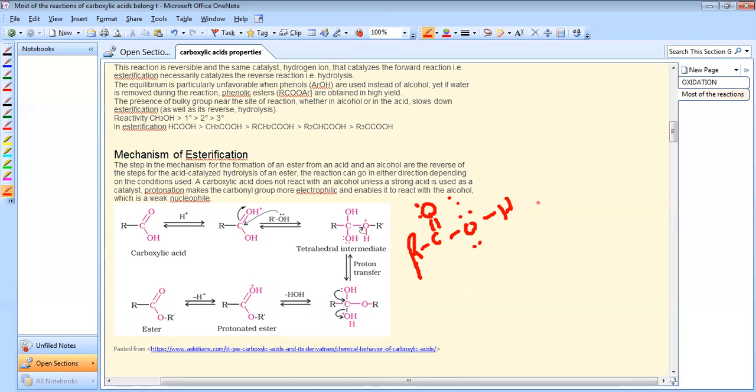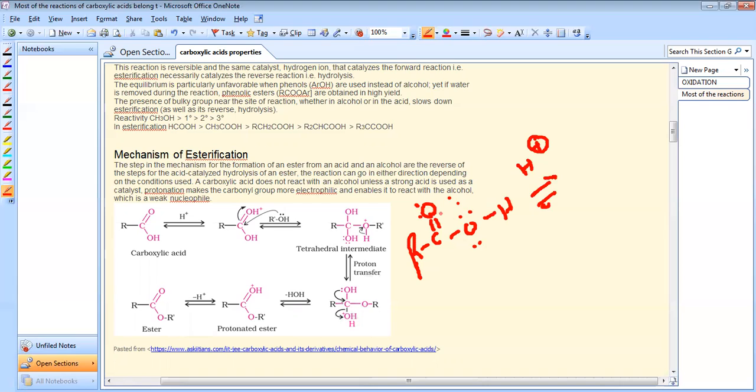So in the presence of acid, what is the role of the acid? The acid donates an H plus ion. Now this H plus ion has two options. It can bind with the hydroxy oxygen or the carbonyl oxygen. But which one does it prefer? Generally, an electrophile always prefers to combine with the more nucleophilic center.